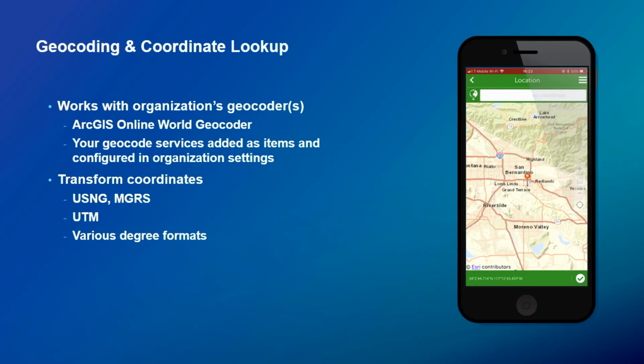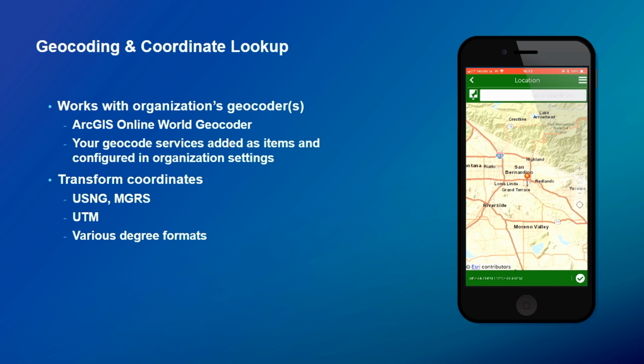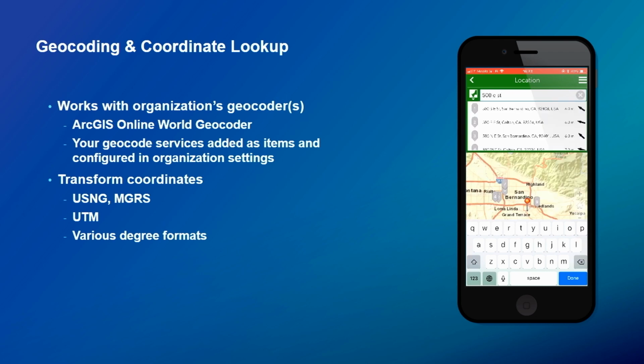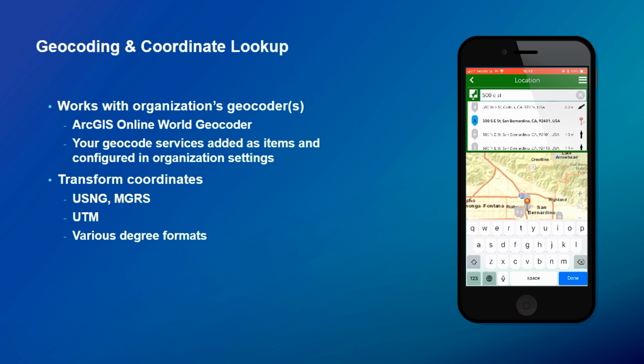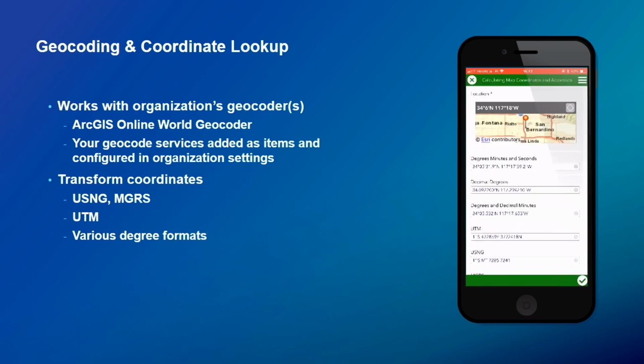A couple other things. I just touched on geocoding and coordinate lookup. So we have introduced into the map screen a geocoding box. So I can type in an address, such as 500 E Street. Look at the series of results, both in the list here as well as on the map. Select the appropriate result, and then set that as my point inside Survey123.